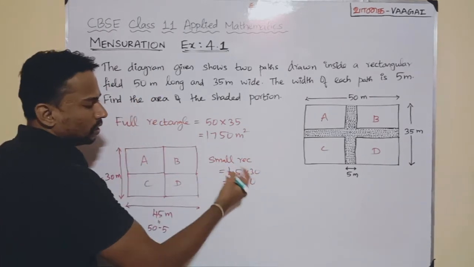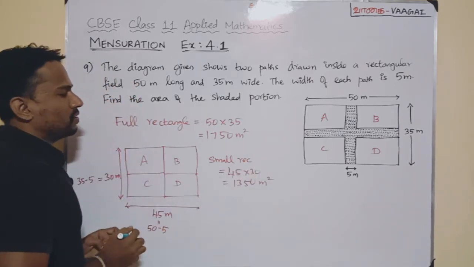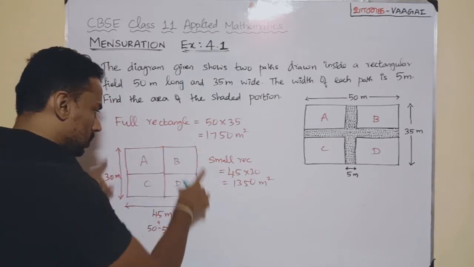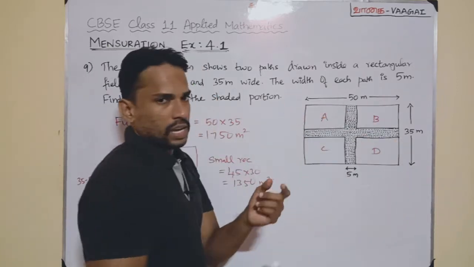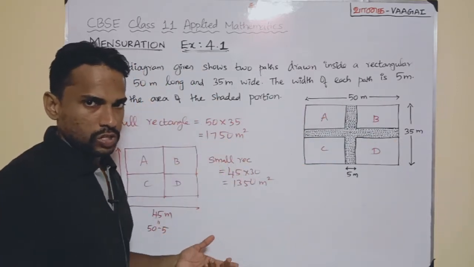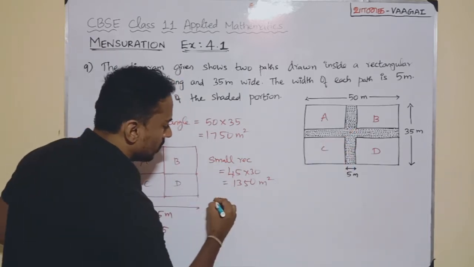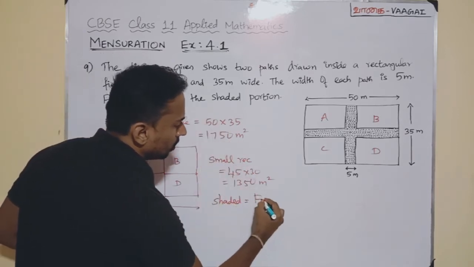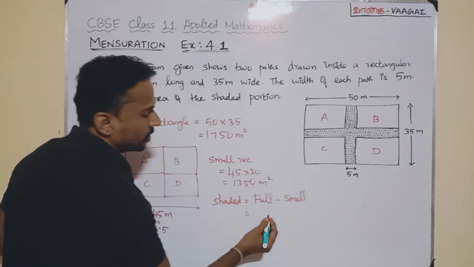0. 3 5s are 15, 1 carry, 12, 13. So 1350 meters square. This is going to be the area of the small rectangle we formed. Now I know the bigger rectangle's area and the newly formed smaller rectangle's area. So these two are done. Now how can I find the area of the shaded portion? Very simple, the area of the shaded portion will be nothing but the full area minus this small rectangle area.